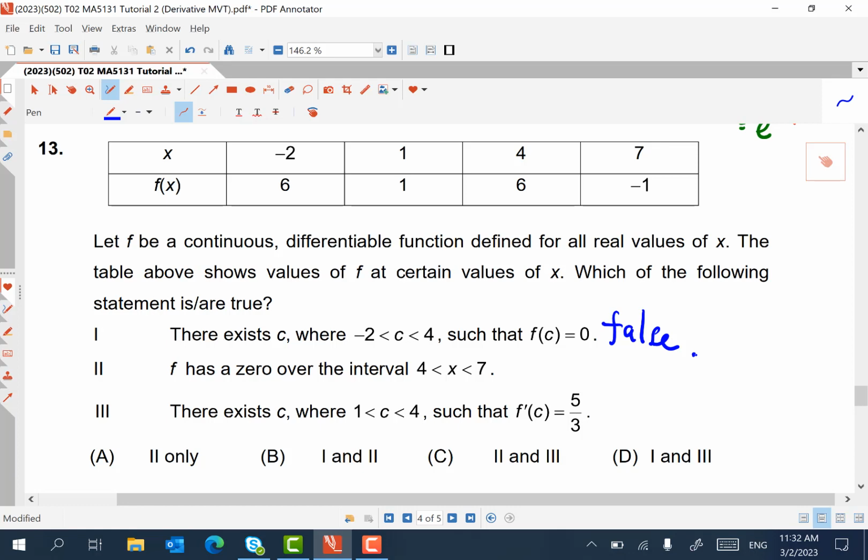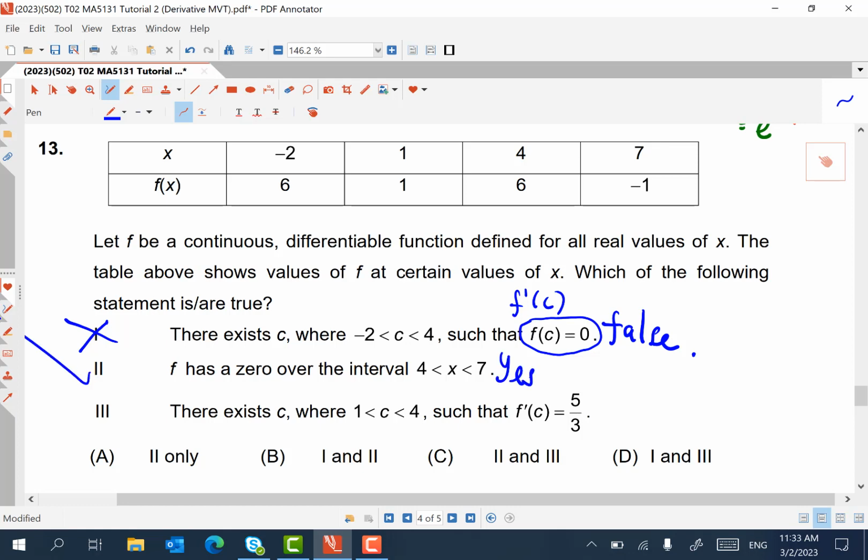One way of saying this is there isn't a change in sign. Or actually, maybe this is a wrong conclusion. The conclusion ought to be what? F prime. So therefore, F has a 0 over this interval 4 to 7. Rayson, do you or do you not agree? You agree? Yes, it's true.